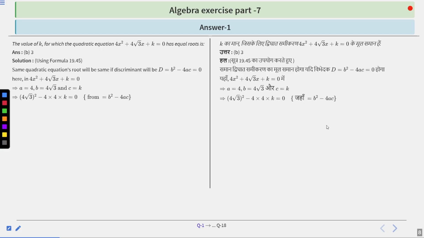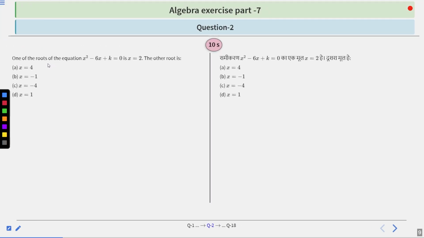Now putting the values of a, b, and c in the discriminant, b² − 4ac = 0, we get (4√3)² − 4 × 4 × k = 0. (4√3)² is 48, because 4 into 4 is 16 and √3 into √3 is 3, so 16 into 3 is 48. Minus 4 into 4, 16k, equal to 0. Or we can say that 16k is equal to 48. Therefore, k is equal to 48 upon 16, that is 3. So option B, 3, is our correct answer.